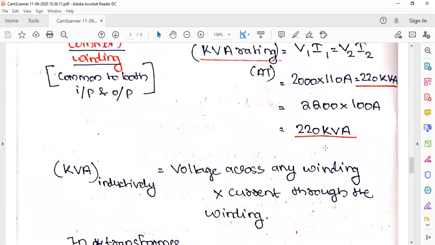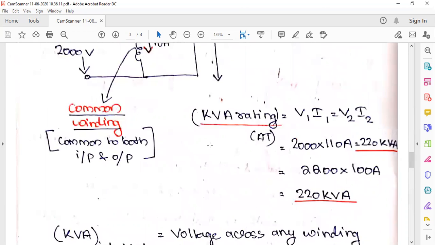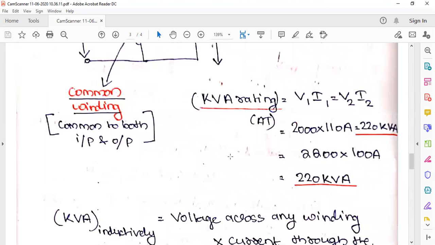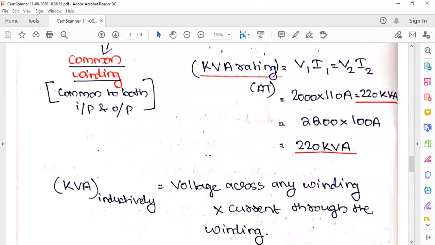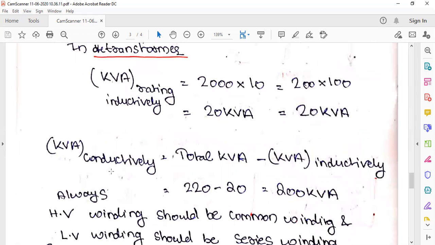So in the transformer, we got the inductive rating as 20 kVA, whereas in the auto transformer, it is 220 kVA, right? Because why? Because in an auto transformer, we have both the inductive and conductive effect. So how much is the kVA that we got by conduction? We'll subtract the kVA that we got inductively from the total kVA.